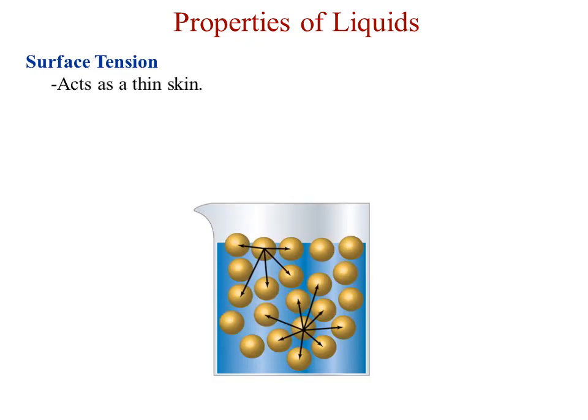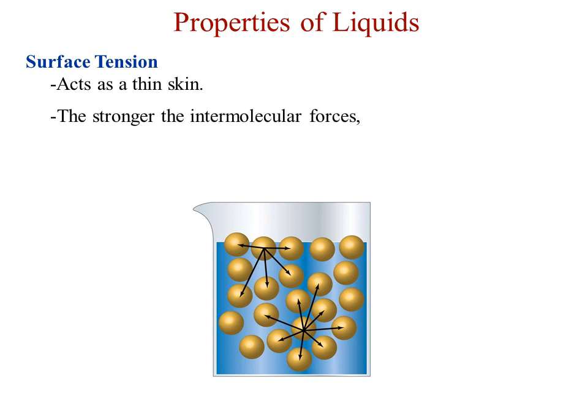Now, another property of a liquid is surface tension. Surface tension acts as a thin skin that allows bugs to kind of walk across the water. They can't poke through the intermolecular attraction between the liquid particles.